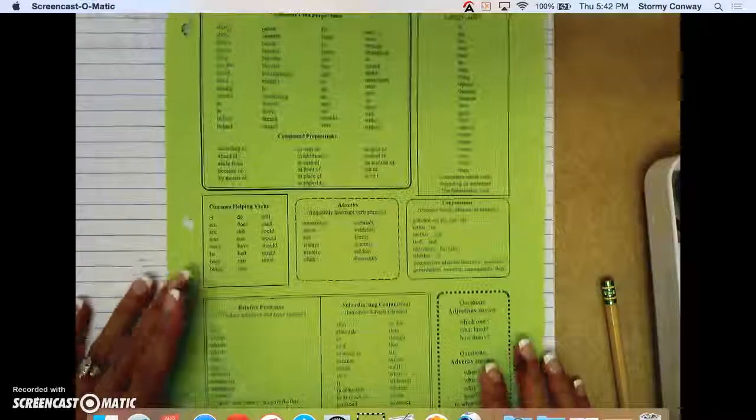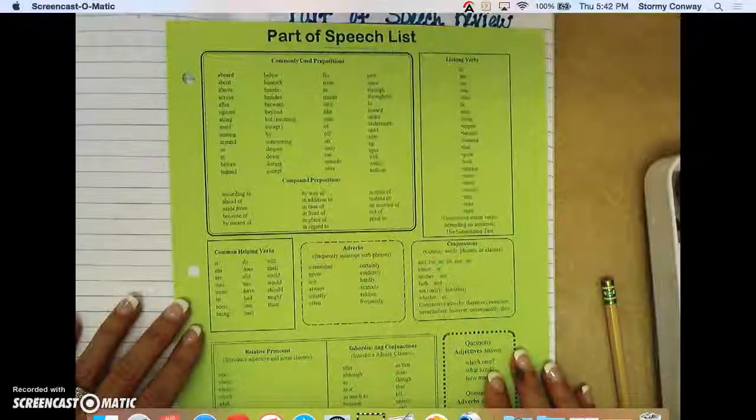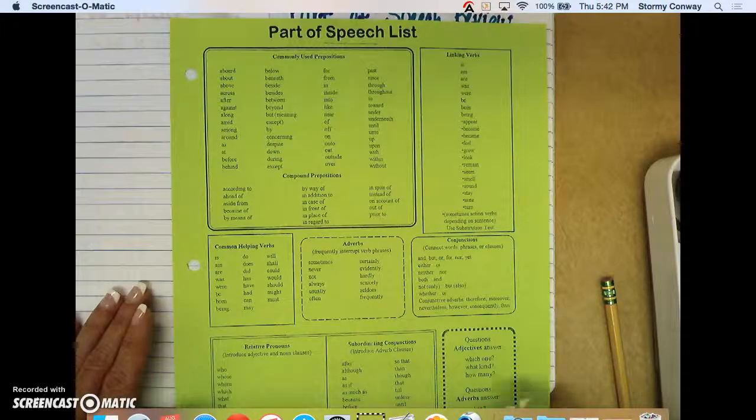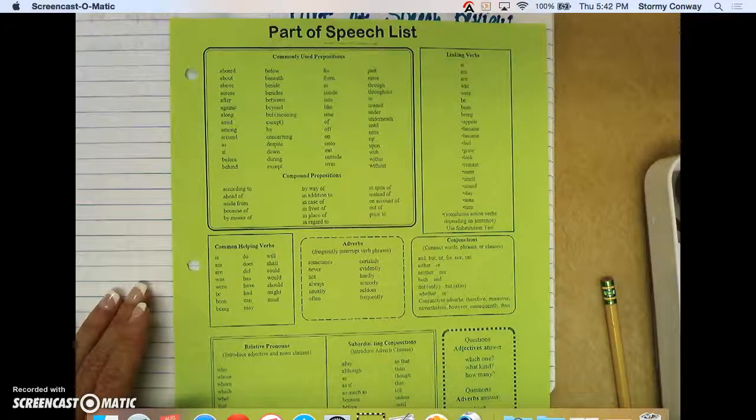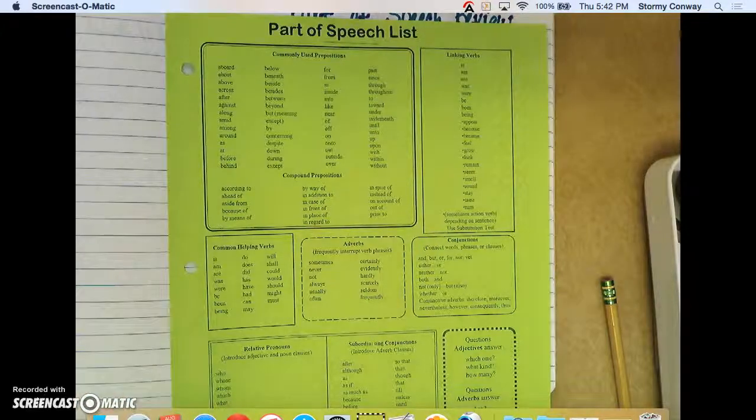So this green sheet is a very important piece of paper that can definitely go with you all the way into college, honestly. So hopefully you've got a good idea or a good review of the parts of speech so that we can apply it in class and throughout the rest of the year.